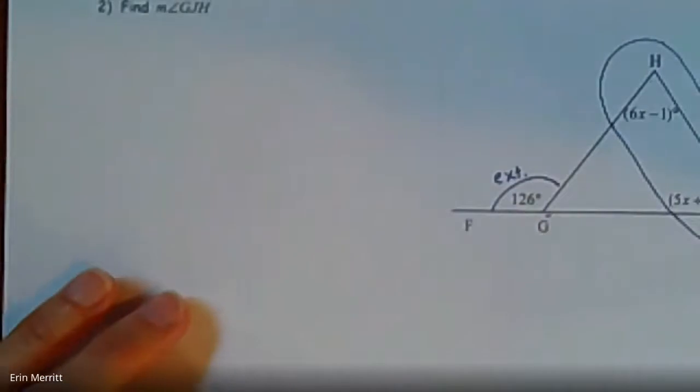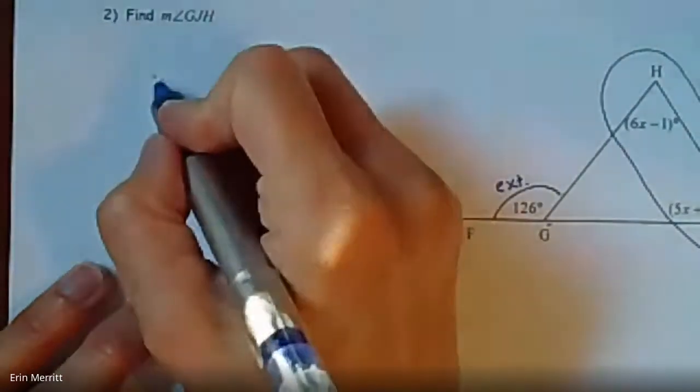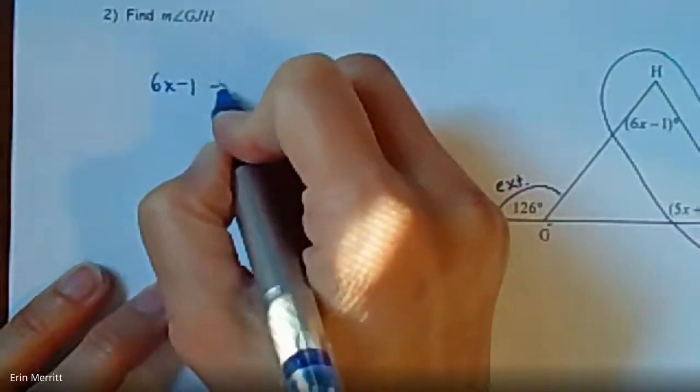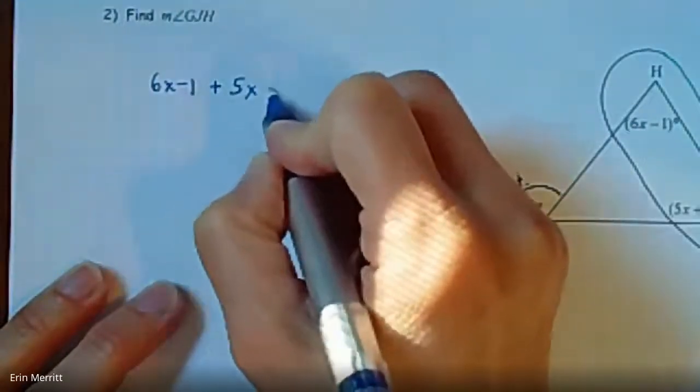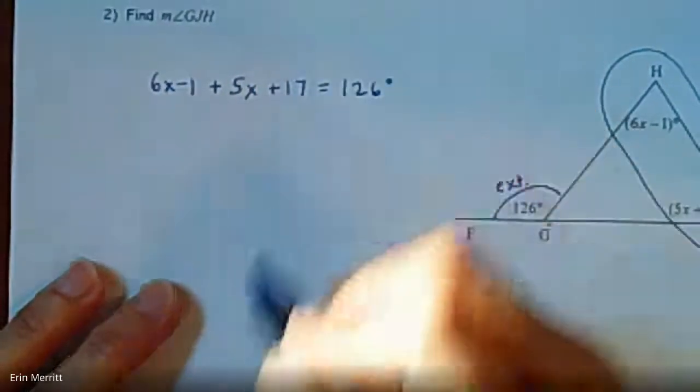So let's set it up. So what we should have here, let me zoom in just a touch so you can hopefully see a little bit better. Sometimes it focuses well, sometimes it doesn't. Is we should have 6x minus 1 plus 5x plus 17 equals 126 degrees.